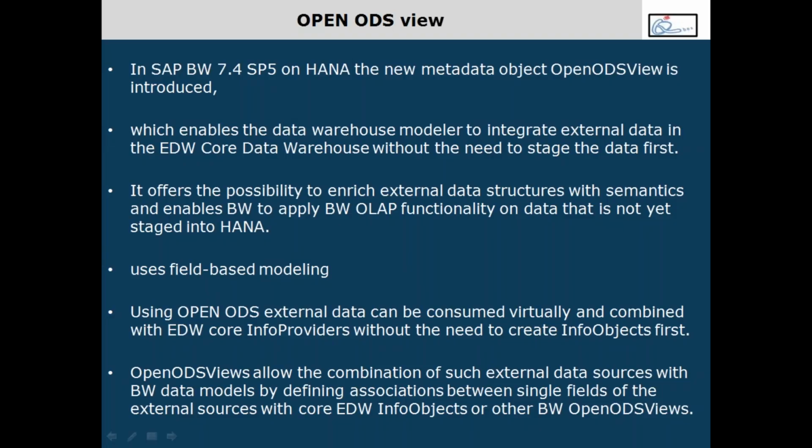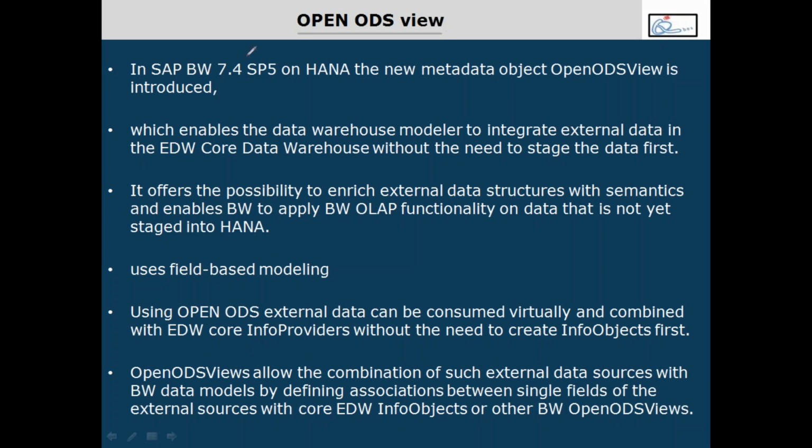So in the last class, we've been looking at transient provider and virtual provider to access the information models of the HANA database in the BW application. Apart from those, we also have another option of consuming HANA models in BW. One is OpenODS View.